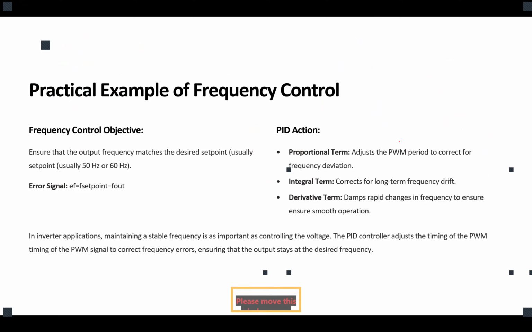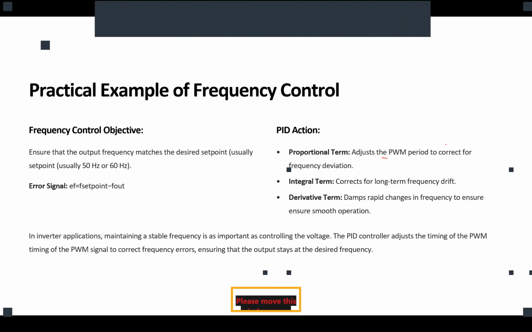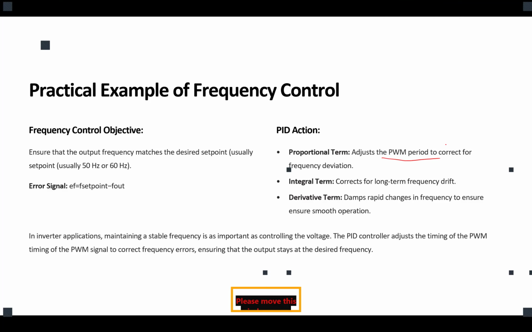Same goes for the frequency. We adjust the PWM period here for the frequency. We calculate the error signal. This is what's going to happen in the PLL, which we are going to discuss deeply next session, because it's important. What should we change in the PWM if we wanted to adjust the frequency at our output?